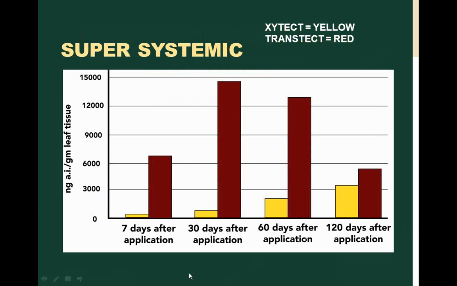And here's an example of how more systemic Transtec is over Zytec. And you can see Zytec here in the yellow. This is in nanograms of active ingredient per gram of leaf tissue. And you can see in 7 days, Zytec is just starting to be taken up in the tree, where in 7 days the Transtec is already up in the tree. At 30 days, it's up there. It looks like it's actually peaked. And at 60 days, you can start to see the levels drop with Transtec. But with imidacloprid, you can see the active ingredient is still building. So that is the difference between the two.